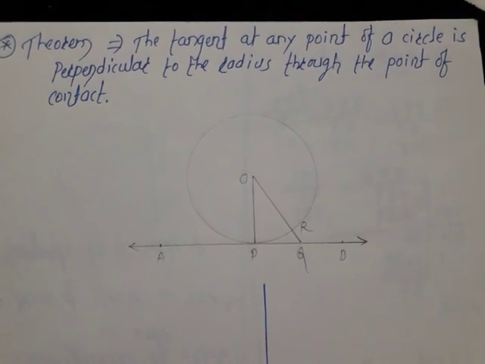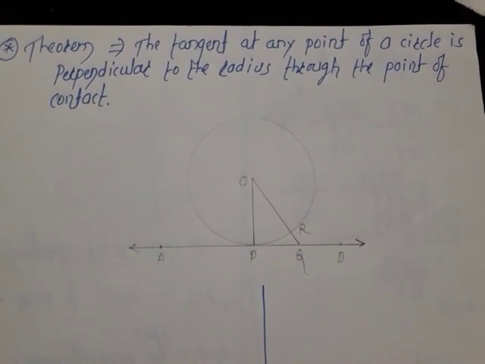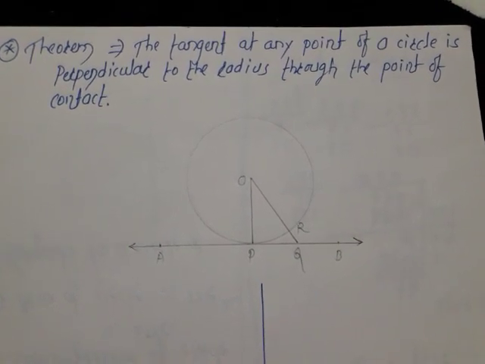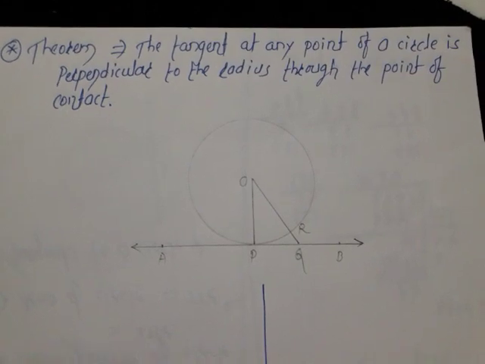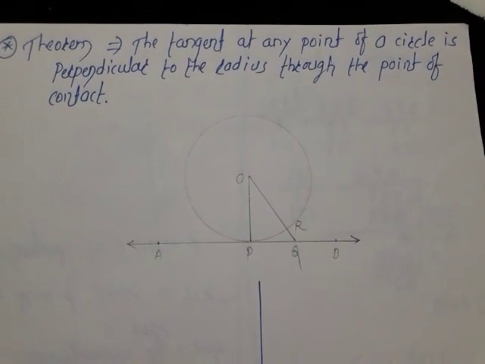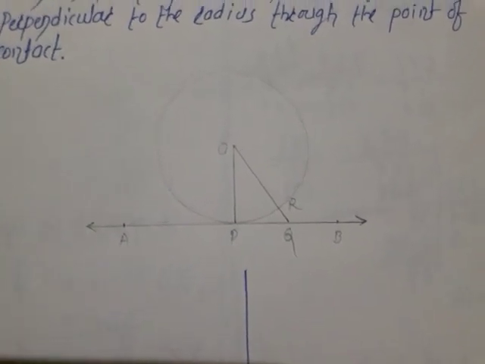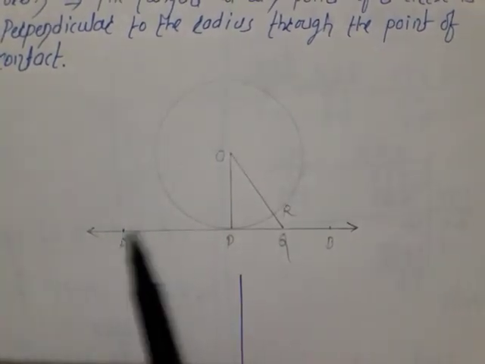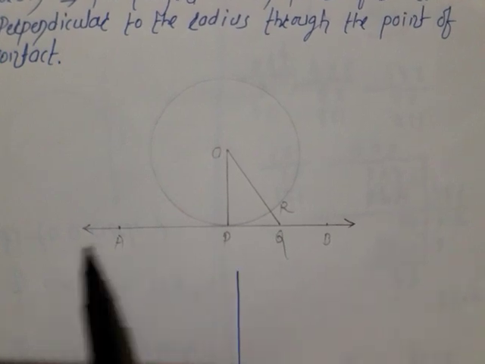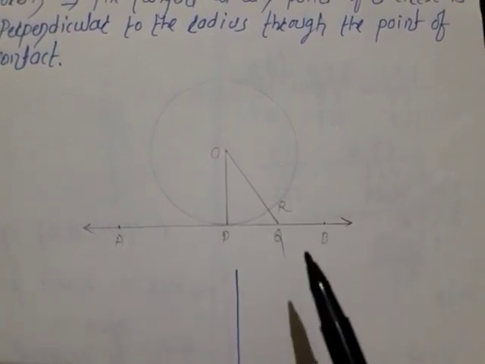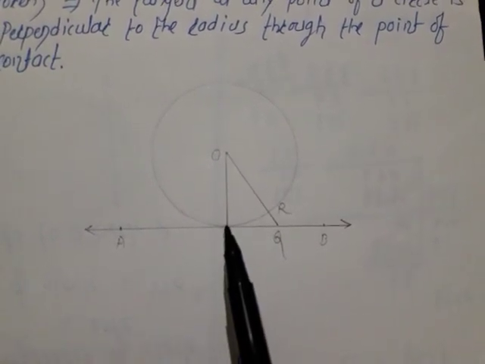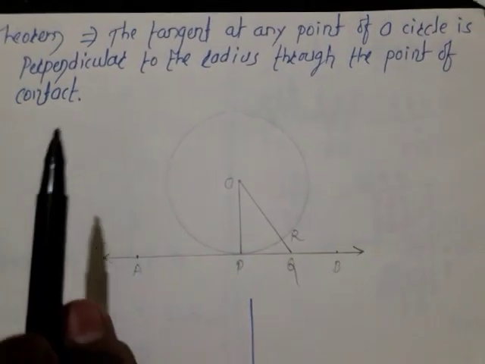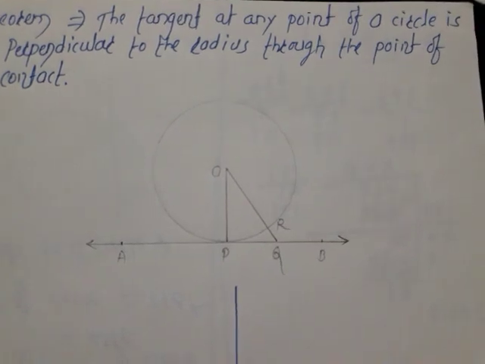The tangent at any point of a circle is perpendicular to the radius through the point of contact. If you observe this figure carefully, then you will come to know that this is one circle whose center is O, and this line AB is known as a tangent to the circle which intersects the circle at point P. According to the given information, according to the statement, we can draw the figure.